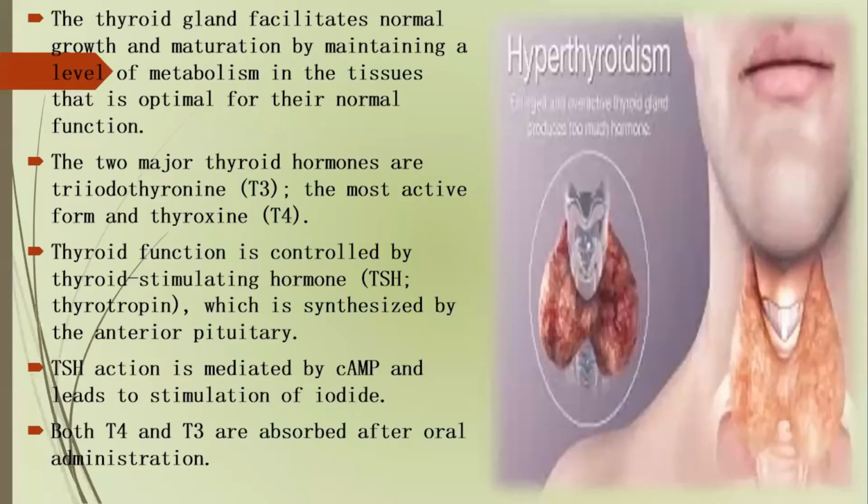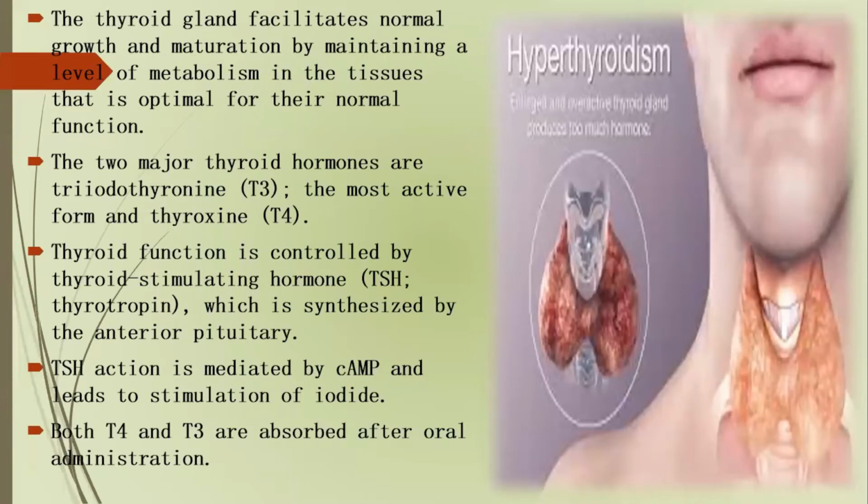The thyroid gland facilitates normal growth and maturation by maintaining a level of metabolism in the tissues that is optimal for their normal function. We have the two major thyroid hormones, T3 and T4. T3 is triiodothyronine, and the most active form of thyroid hormone is thyroxine, which is T4.